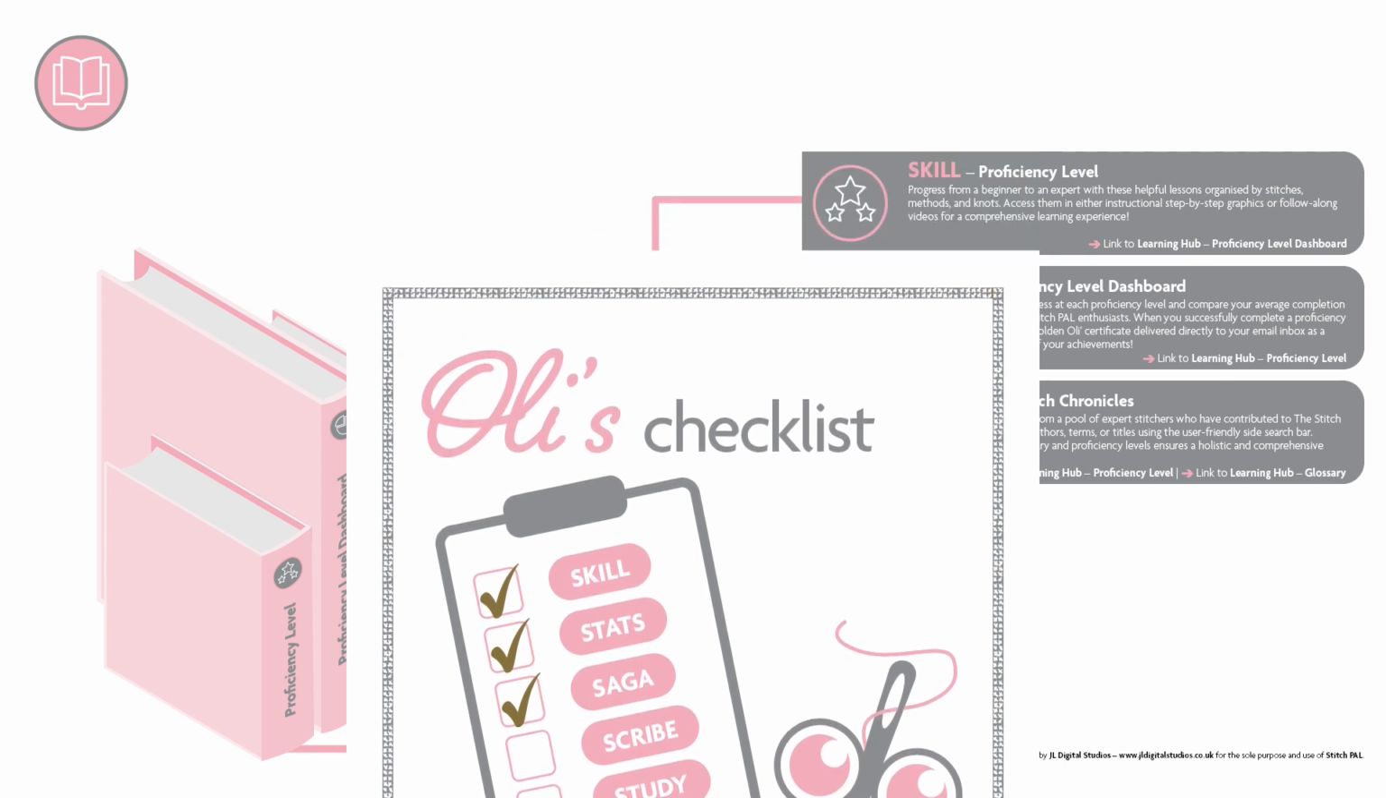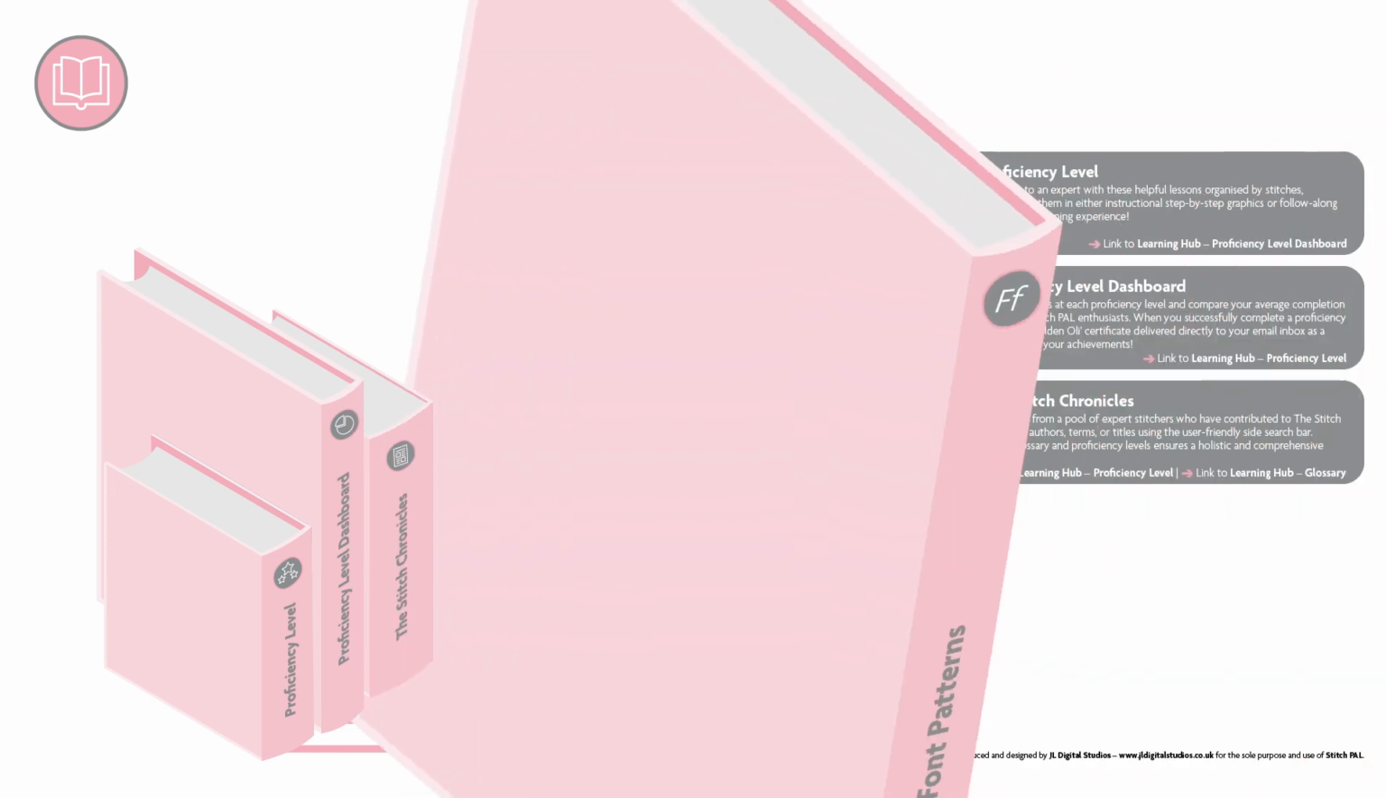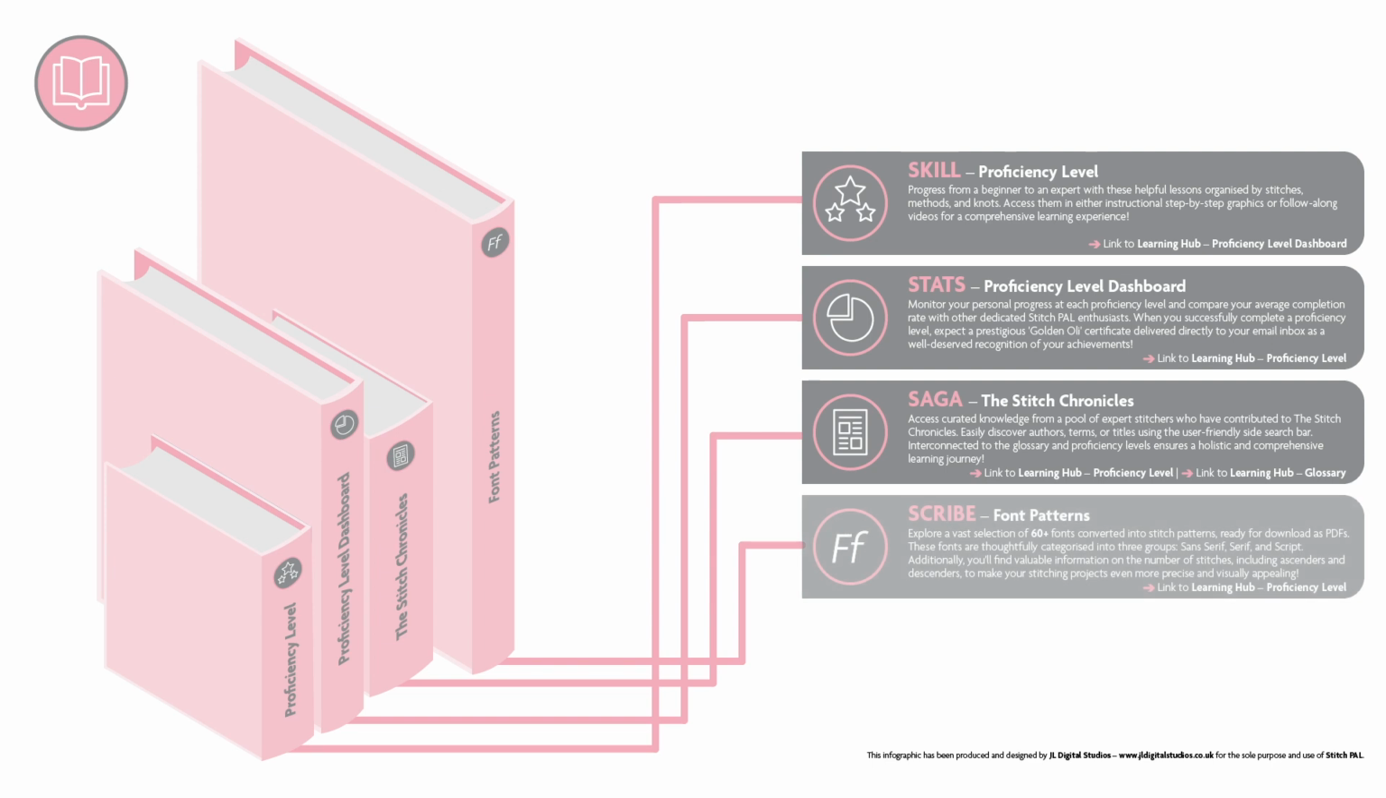The next chapter is about font patterns. Explore a vast selection of 60 plus fonts converted into Stitch patterns, ready for download as PDFs. These fonts are thoughtfully categorized into 3 groups: sans serif, serif, and script. Additionally, you'll find valuable information on the number of stitches, including ascenders and descenders, to make your stitching projects even more precise and visually appealing.